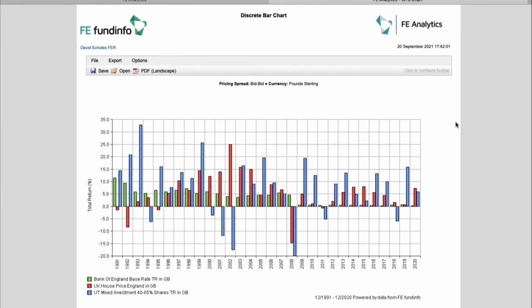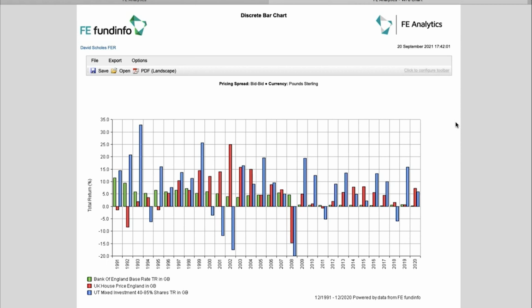Now, bar charts are very similar to line charts in so much as you can go back decades if the data permits you to. So when you're using indices and sector data, then generally they can go back to the 80s, the 70s, the 60s, and the bar chart won't stop. So long as the data's there, it will illustrate it.